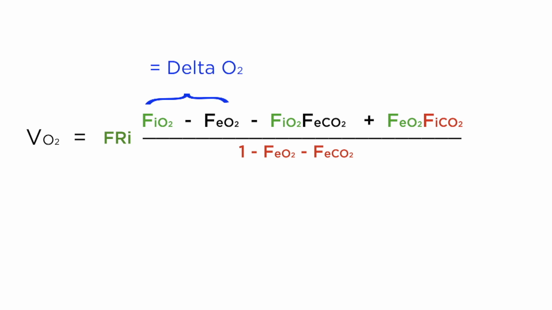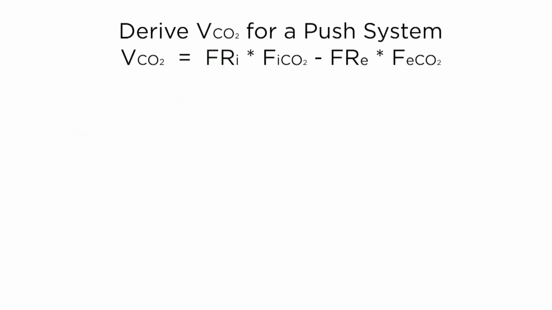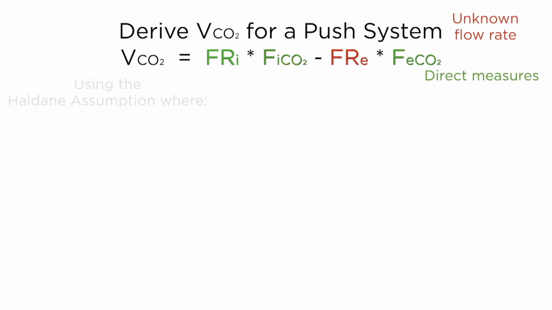In the final equation for VO2, we again have the elements of delta O2, fractional content differences, a correction for changes in CO2, and the Haldane correction. VCO2, being measured in-current and X-current, is derived similarly.